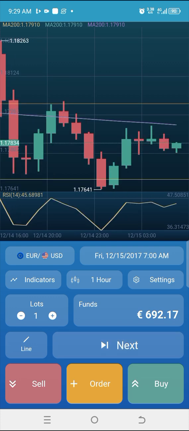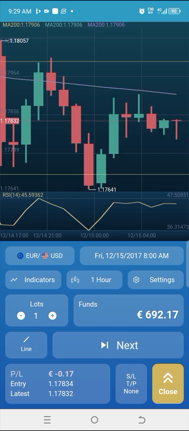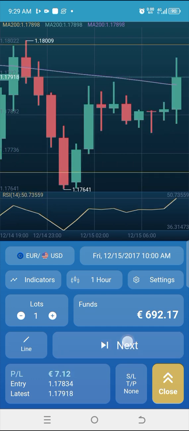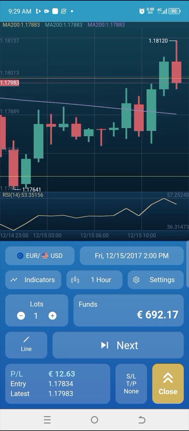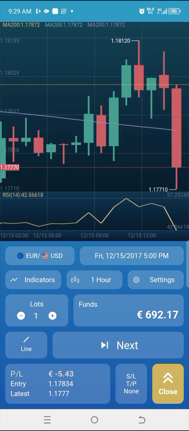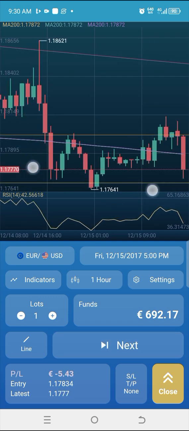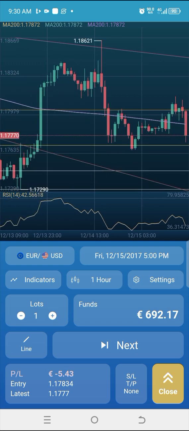Oh, I forgot to enter. Let me enter. All right, 7.2. Price looks like it's going down. From my own experience, when price consolidates in this area that we have entered, most likely it's going to go down. But let's wait and see.